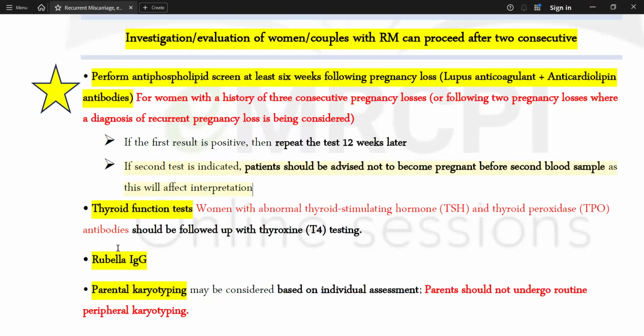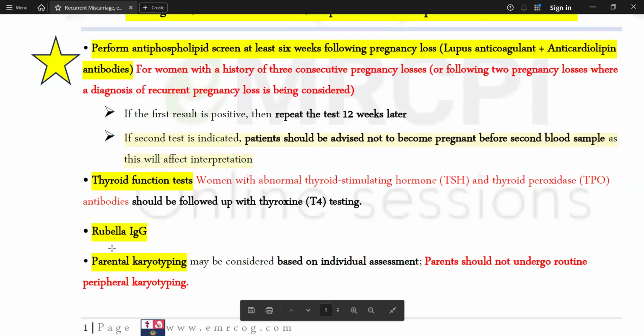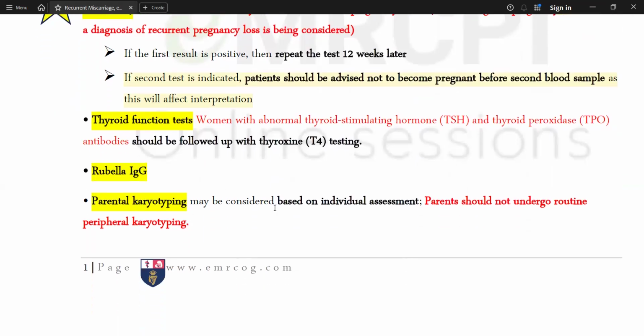The second test is going to be the thyroid function test. So we are going to do the TSH and the TPO antibodies, followed by the T4 screening. Rubella IgG, which is very unique also to RCPI. They are very concerned about the rubella serology. And then, forget about this now, I'm going to come again to it.